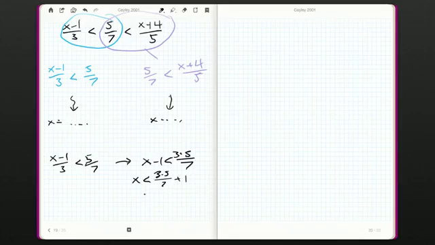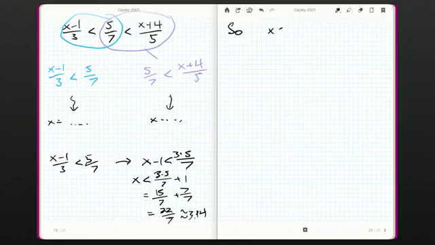Let's just clean this up. 15 over 7, and then we'll change 1 into 7 over 7 so we get a common denominator. That's 22 over 7, and that's a little over 3, I think 3.14. So x less than or equal to 3 solves the blue inequality.